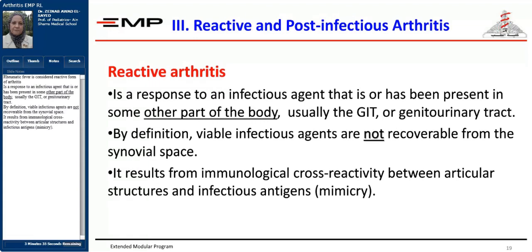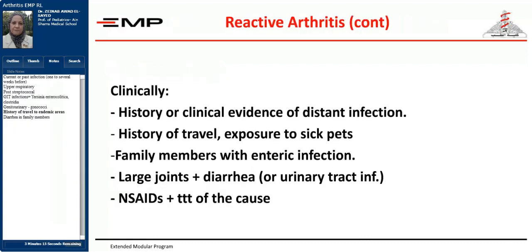but you also have to treat the distant infection according to the organism. The post-infectious arthritis, or the transient arthritis, was termed before toxic synovitis because they once thought that there are toxins that go to the joint and cause the inflammation. In fact, it is the formation of immune complexes that contain non-viable components of the infectious agent that go to the joint and cause the inflammation.